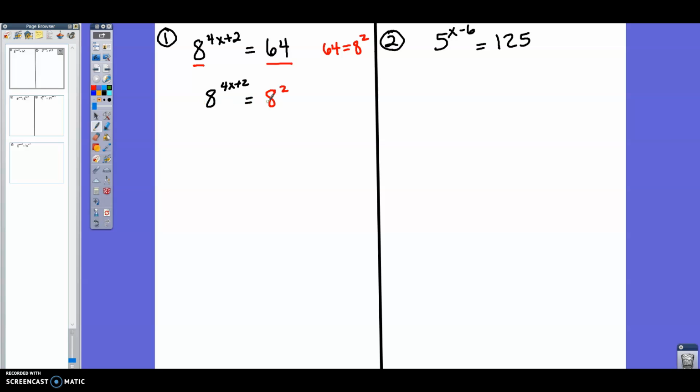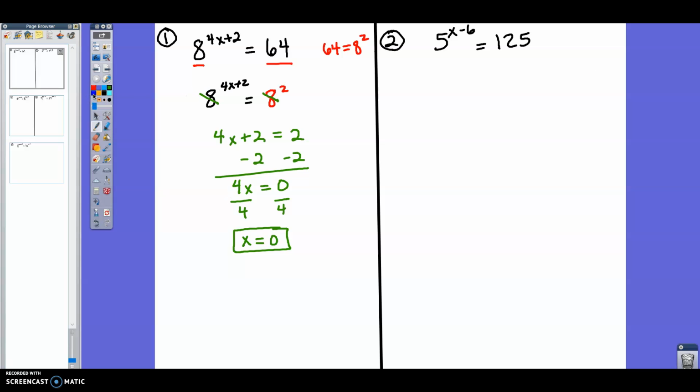Now, since we have the same bases now we can ignore the bases and we can look at just what's in the exponent. So we're just going to set 4x plus 2 equal to 2. And we're going to solve from there. So we subtract 2. 4x equals 0. And then we want to divide both sides by 4. So we get x equals 0.